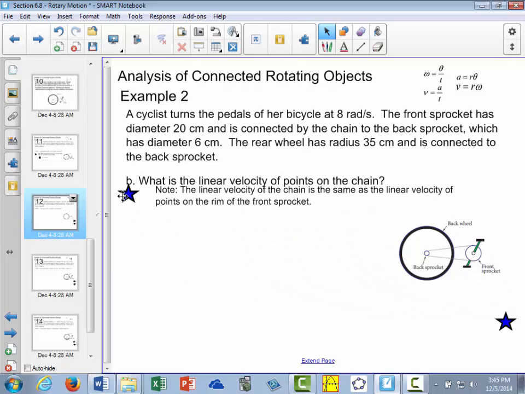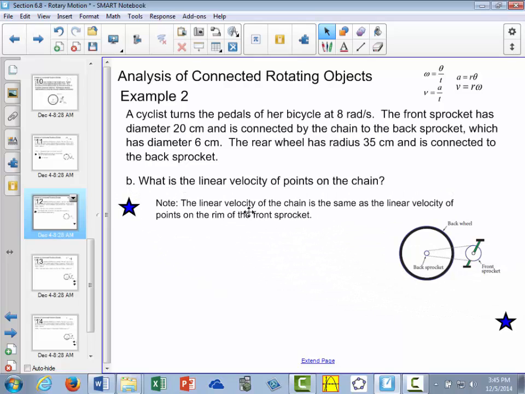So first, we want to remember that the linear velocity of the chain is the same as the linear velocity of points on the rim of the front sprocket because they're attached. And then we use our linear velocity equation where our radius, they didn't give us the radius, they gave us the diameter, trying to be tricky, is 10 centimeters. And our angular velocity was 8 radians per second. So we end up with 80 centimeters per second for the linear velocity of the chain.